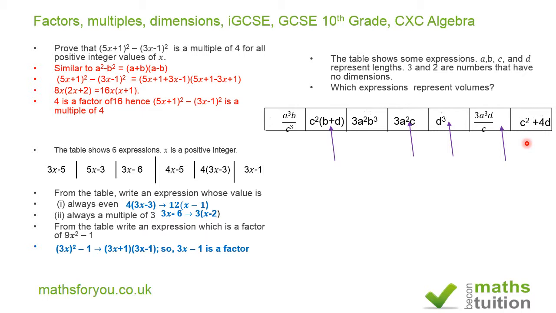Now, for this one here, we've got c squared, which is in effect area, L times L, which is area, and d is length. And you cannot mix up area and length. So this is not volume.